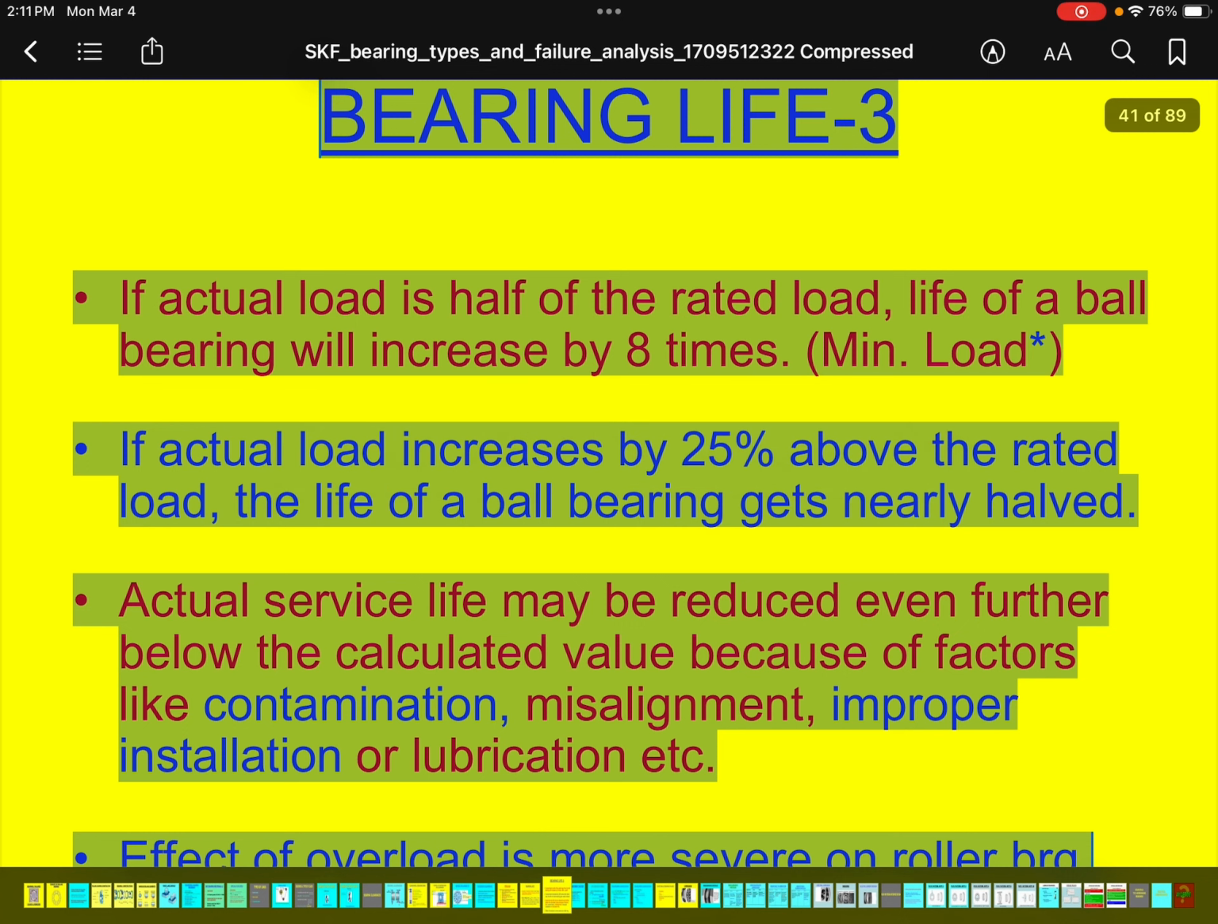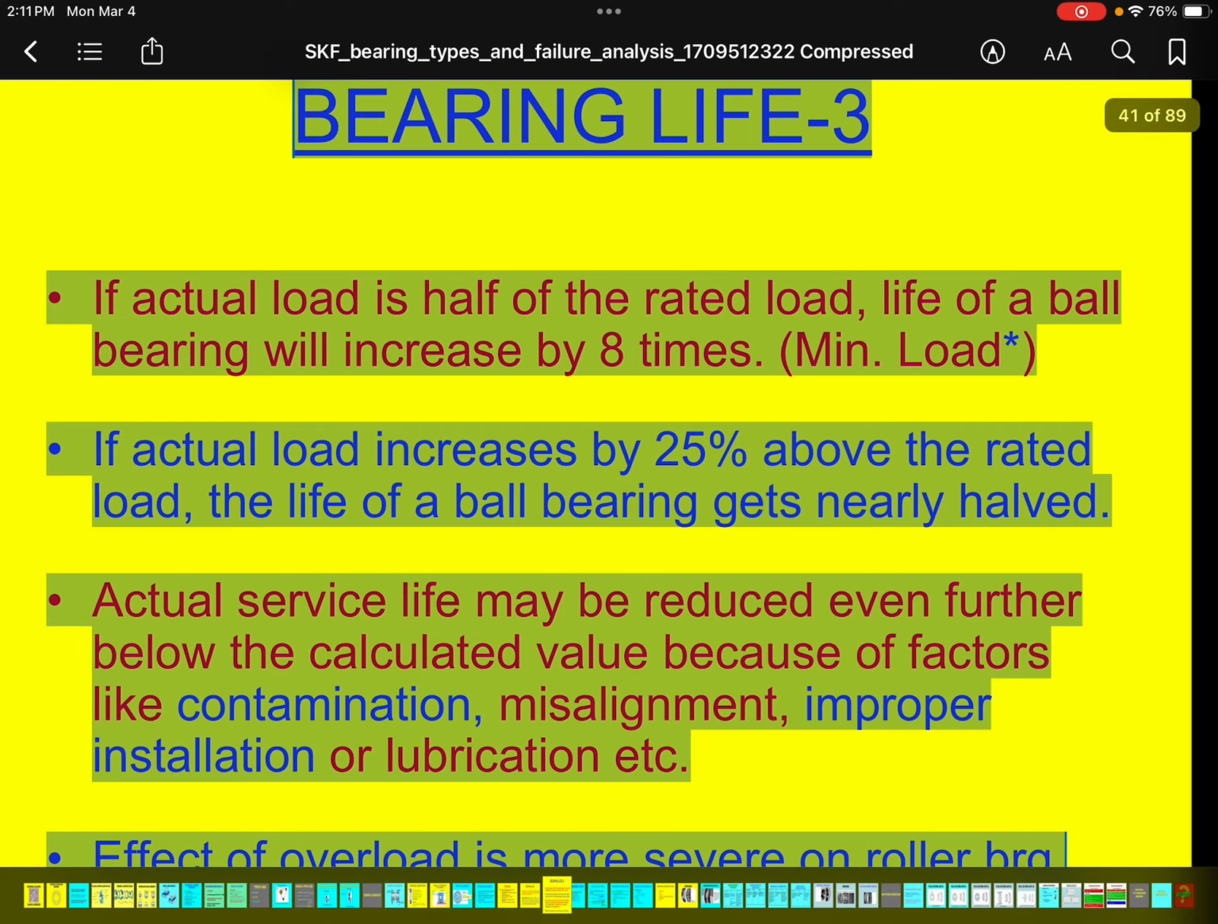Bearing life 3. If actual load is half of the rated load, life of a ball bearing will increase by 8 times. If actual load increases by 25% above the rated load, the life of a ball bearing gets nearly halved. Actual service life may be reduced even further below the calculated value because of factors like contamination, misalignment, improper installation or lubrication, etc. Effect of overload is more severe on roller bearings.